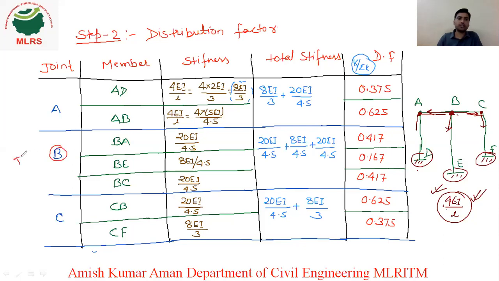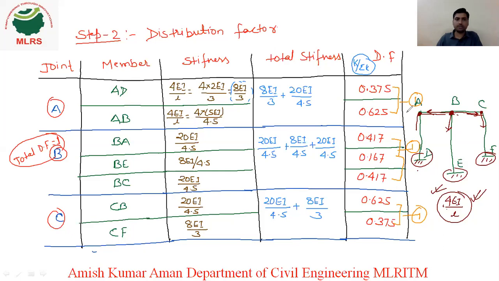distribution factor must be equal to 1 at every joint. If you add these two, you will get 1. If you add these 3, because there are 3 members connected to the same joint, you will get 1. If you add these 2, you will get 1. If you are getting 1, it means your distribution factor is correct. Okay. Now your second step is also over.